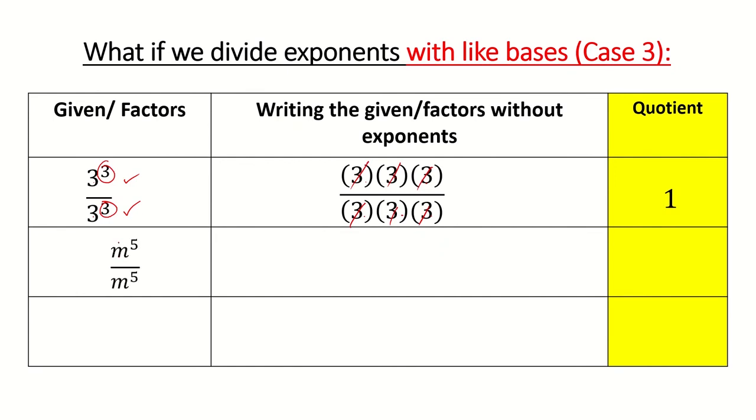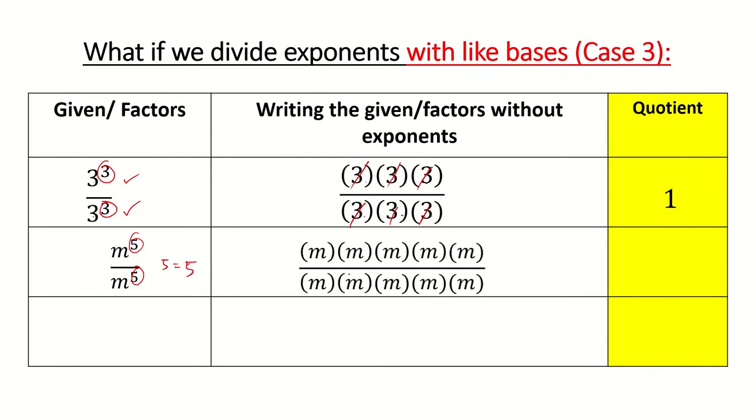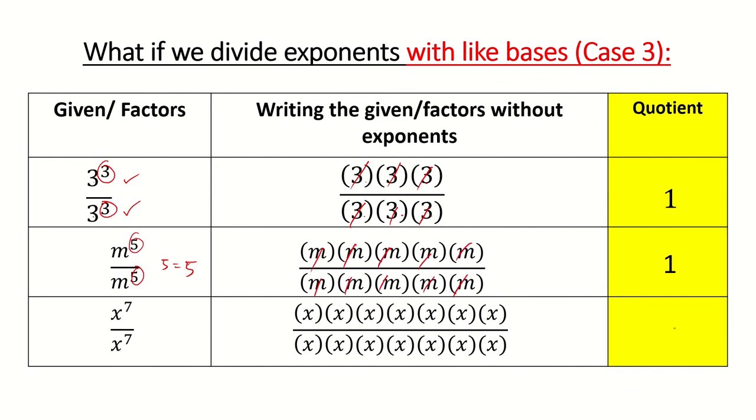So what if it's a variable? The exponents are equal. So if we expand that, there are 5 m's in the numerator, 5 m's in the denominator. We cancel out everything. That means 1 will be left. Same here, x to the power of 7 divided by x to the power of 7. So pause this video and try to think of a shortcut to get the result if this happens.